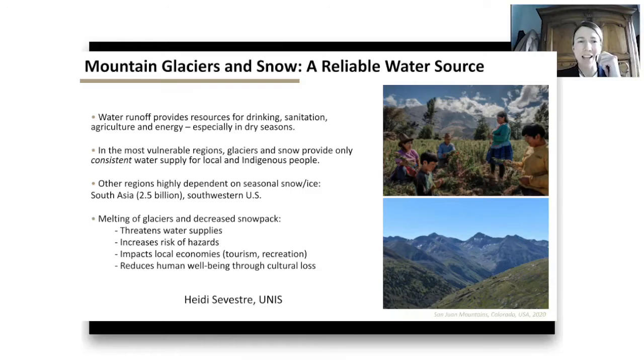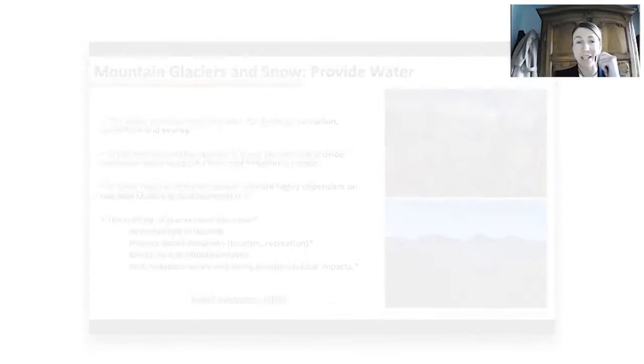When glaciers melt and less snow falls every year, it leads to a range of impacts, such as a heightened risk of natural hazards, great difficulties for local economies that are connected to recreational winter activities, the loss of climate archives, and a reduction in human well-being through cultural impacts.